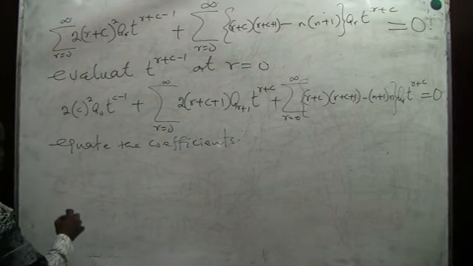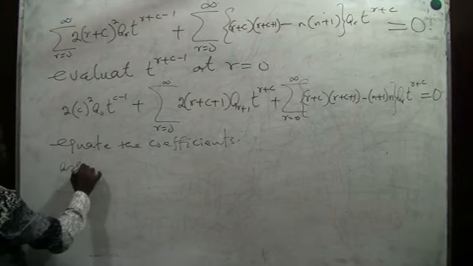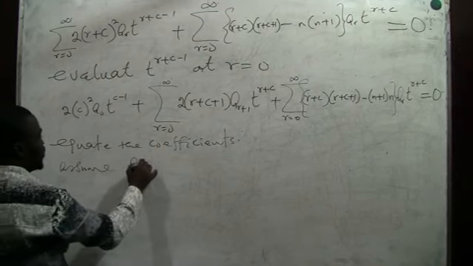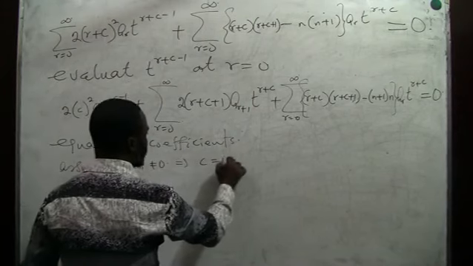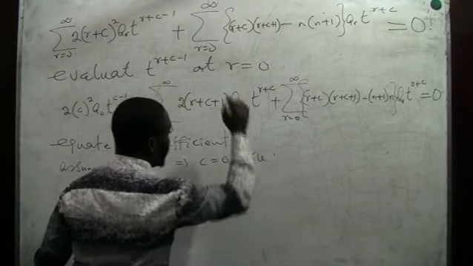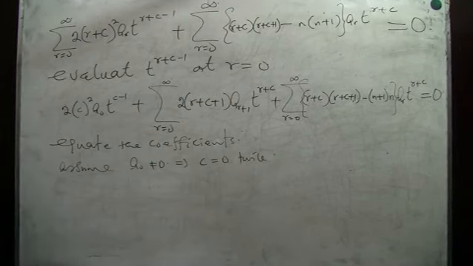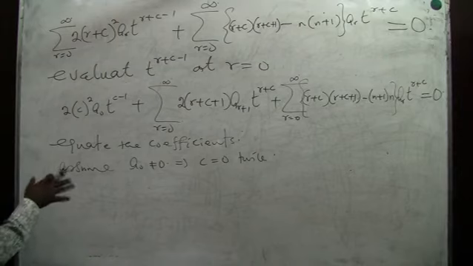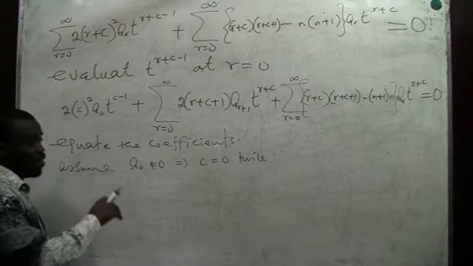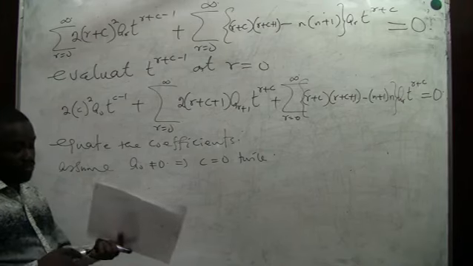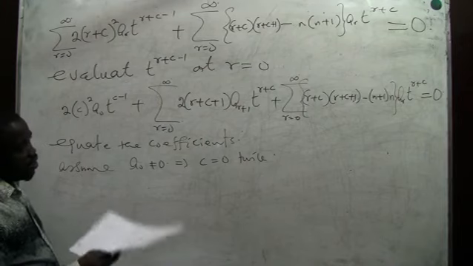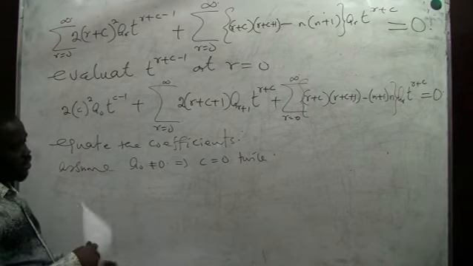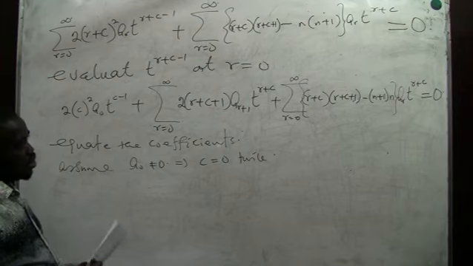If we equate the coefficient, we assume the first one, the first time there, that a naught is not 0. This implies that our c will equal to 0 twice. That's a repeated root. And since it has two repeated roots as initial root, automatically one of the solutions is going to be logarithmic in nature. But we are not interested in the logarithmic solution. We are interested in the second solution that is not logarithmic in nature.